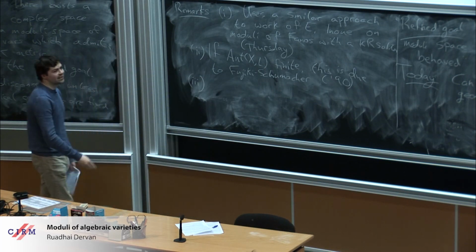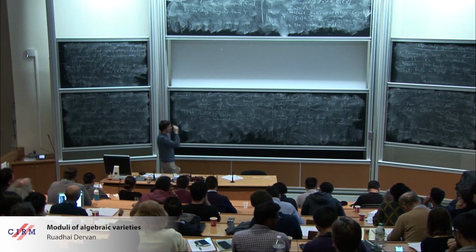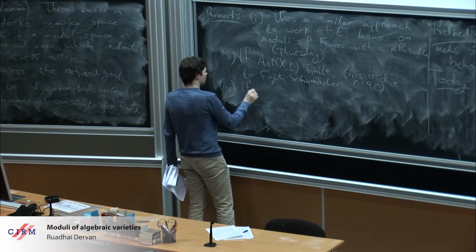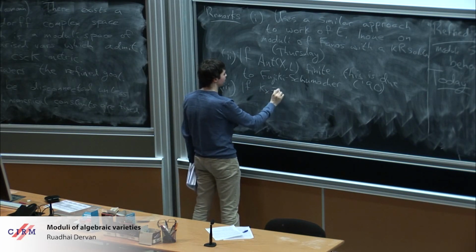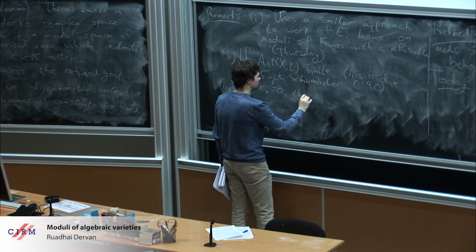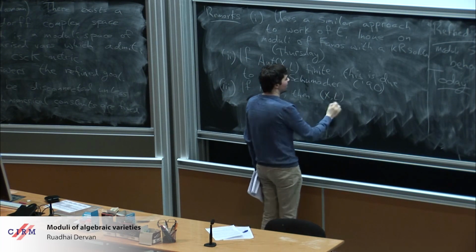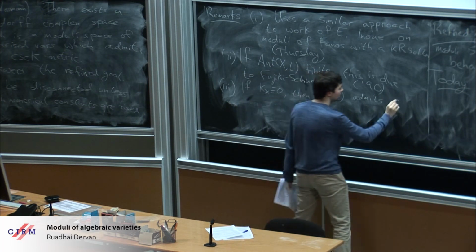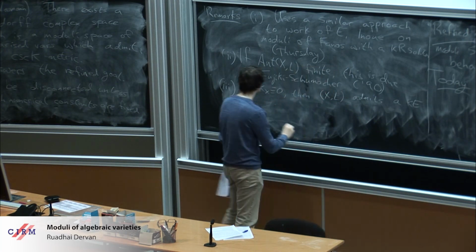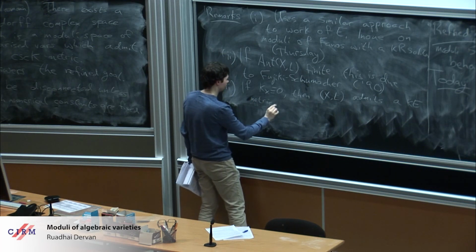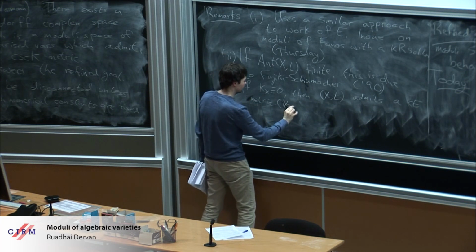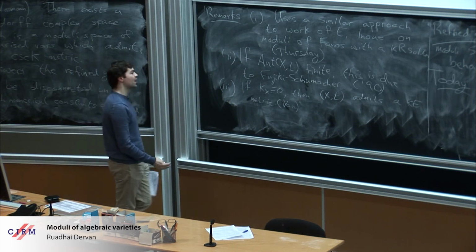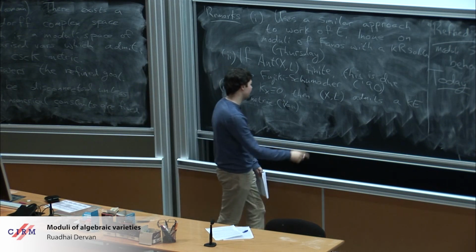The third thing is that it recovers these older moduli spaces of Calabi-Yau varieties and canonically polarized varieties. So if Kx is numerically trivial, then XL admits a Kähler-Einstein metric by Yau's solution of the Calabi conjecture. So in particular, this Kähler-Einstein metric is a constant scalar curvature metric, so we recover the Calabi-Yau moduli space.